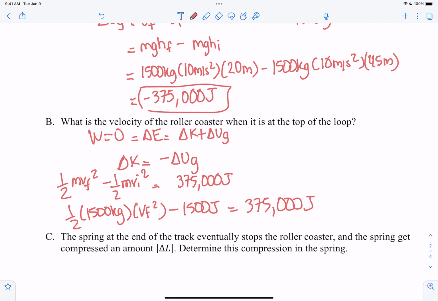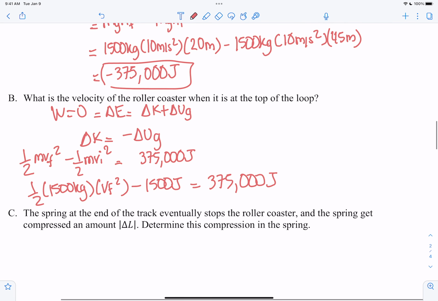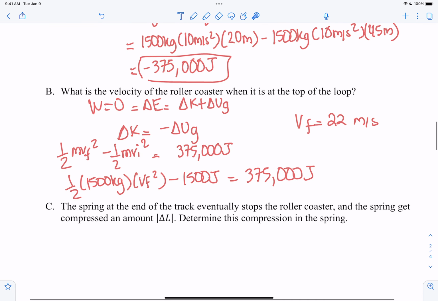Anyway, if you go ahead and solve for this, I think you should get for your VF around 22 meters per second or so. 22.3 maybe.